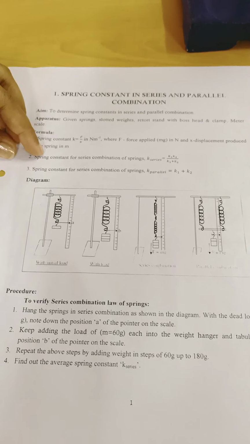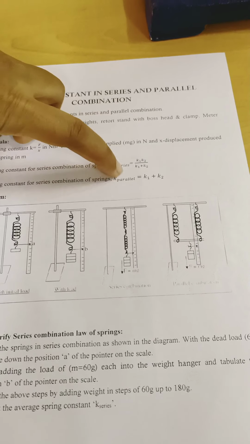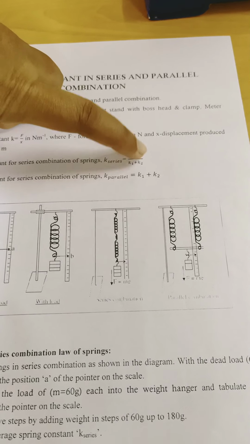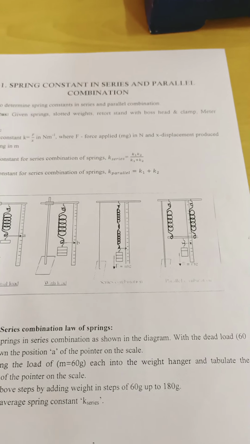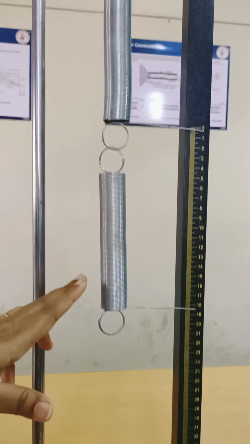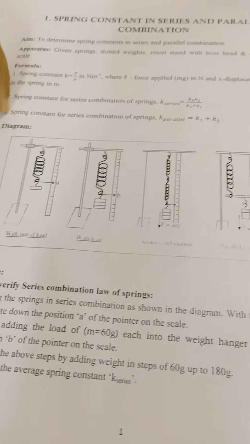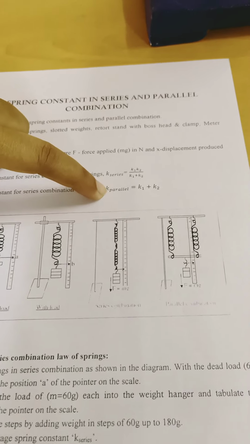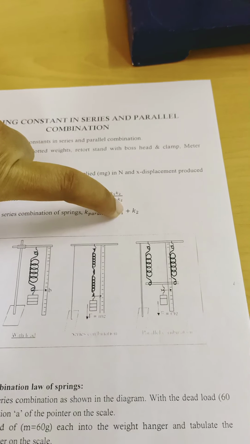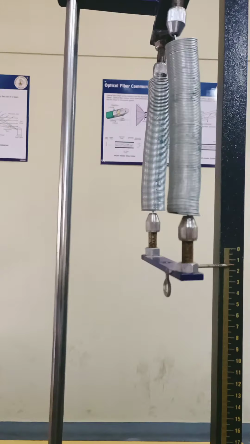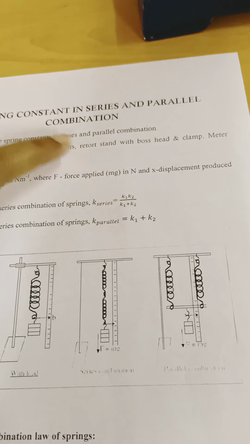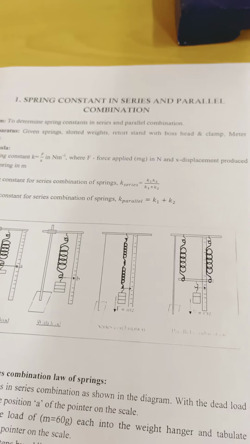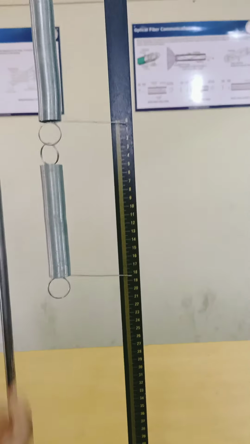Now for the spring constant for the series combination, this is the formula. K series equal to K1 K2 by K1 plus K2. What is K1? That is the spring constant for spring 1, and K2 is the spring constant for spring 2. Similarly, for the parallel combination, K parallel equal to K1 plus K2. K1 and K2 are the spring constants for these two springs which are connected in parallel. So we are going to find out these two, K series and K parallel, for the series and parallel combination. Now what will be the procedure, how to perform the experiment?